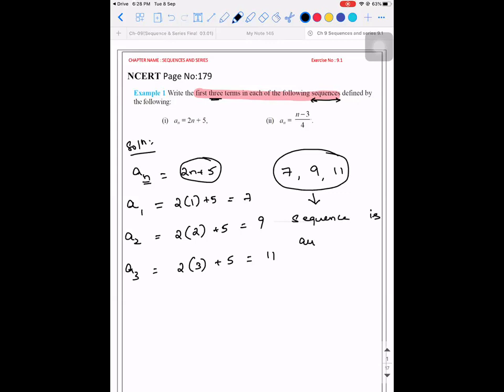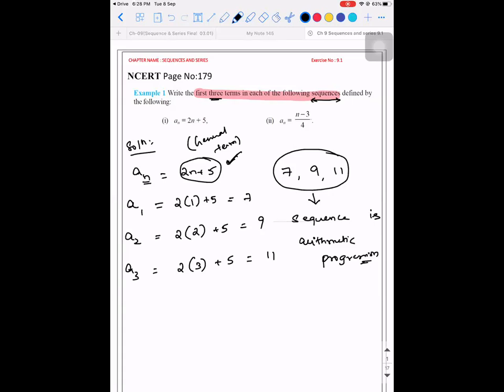Arithmetic sequence. Yes, it is an arithmetic progression, because the difference between the consecutive numbers is a constant. 9 minus 7, 2. 11 minus 9, 2. Okay. So to put it in very simple terms, this 2n plus 5 is called the general term. What they are trying to do is, they have already given you the general term. You just need to substitute different values in the general term and find out the numbers in the sequence.